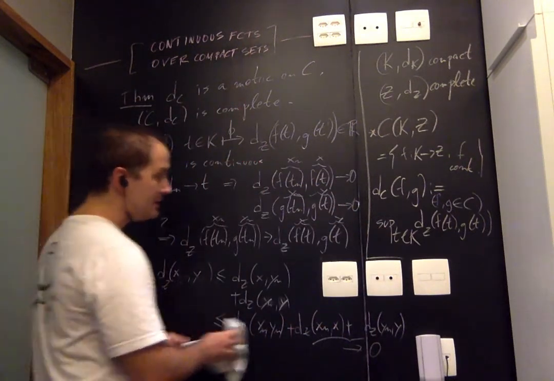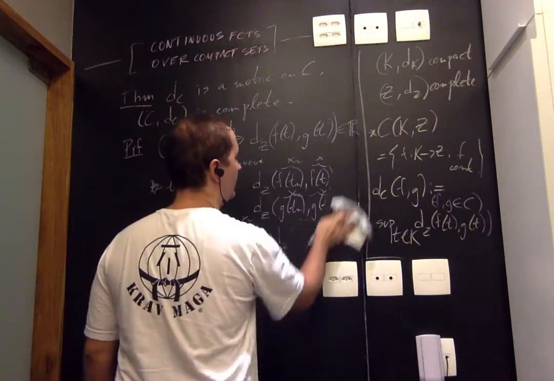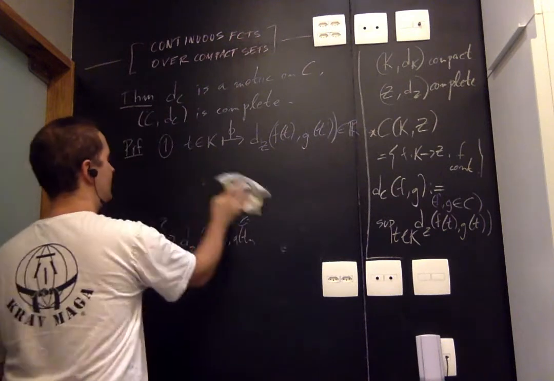How do we prove that the supremum gives us a metric, right? So I'm just going to sketch very quickly. Well, you have to argue that this is symmetric.